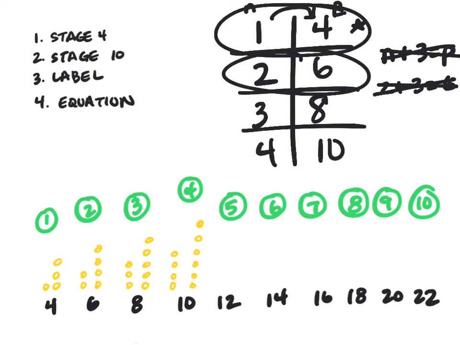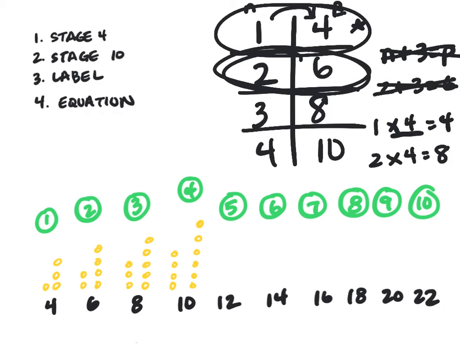Okay, so back it up. What else could I do? Maybe it's multiplication. I know it's getting bigger, so it's going to be addition, multiplication, or some kind of mix of the two. So if I have 1 times something equals 4, maybe it's times 4. Let's try it with this one. 2 times 4 equals 8. So no, it's not going to be times 4. So it must be a combination of the two.